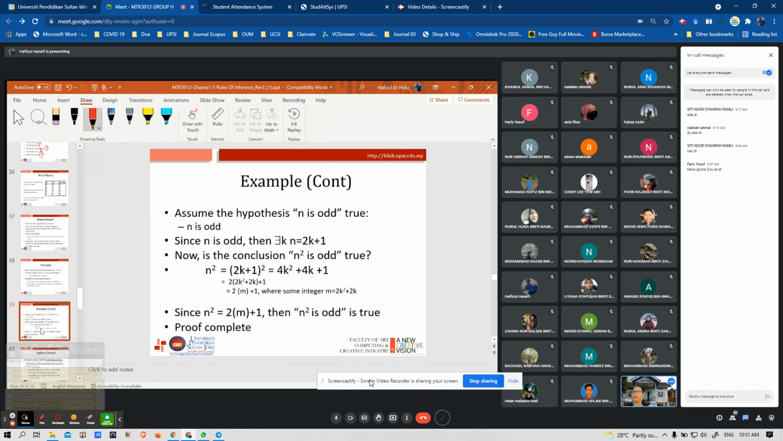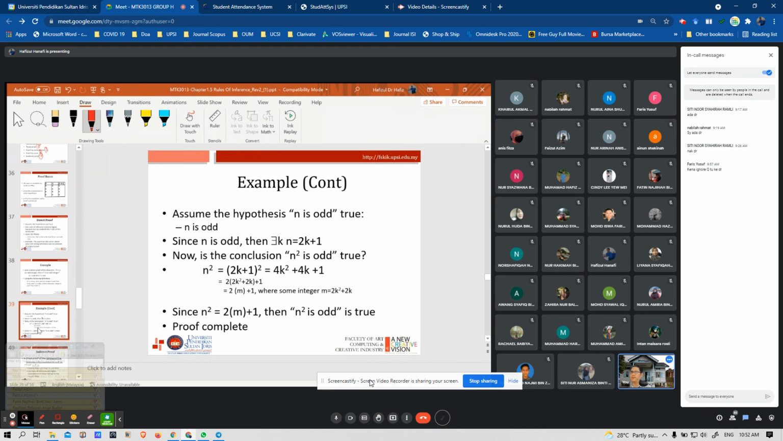Okay, for example here, for some k, n equals 2k plus 1. You put in the conclusion that n to the power of 2 is odd, and then you can say 2m plus 1, where for some integer m equals 2k to the power of 2 plus 2k. Since 2n to the power of 2 plus 1, and then n to the power of 2 is odd is true, then the proof is complete. Okay, you need to prove it by producing the equal statement.